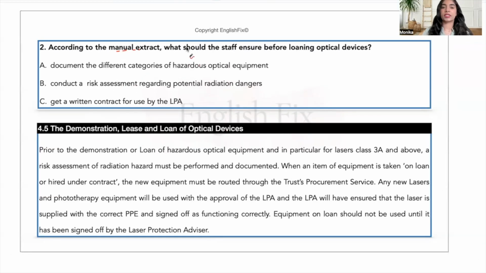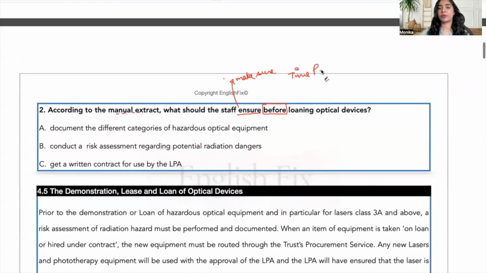Now, the question is saying, what should the staff ensure? Ensure means, what should the staff make sure happens? Like this should absolutely happen, right? What must the staff do or ensure before? So whenever you have any kind of time period words, it could be anything. It doesn't have to be the word before. It could be initially. It could also be, let's say, eventually.